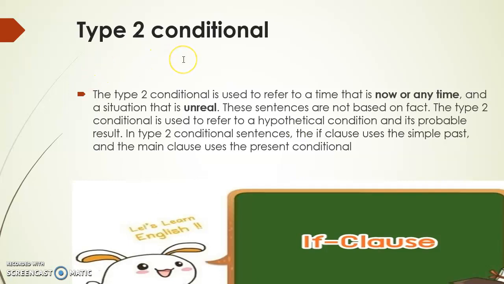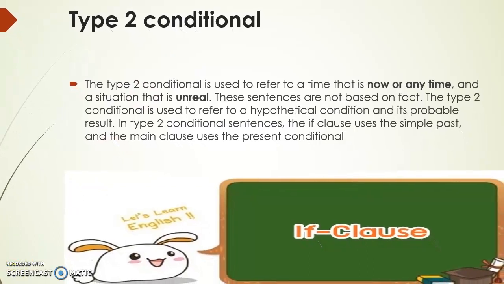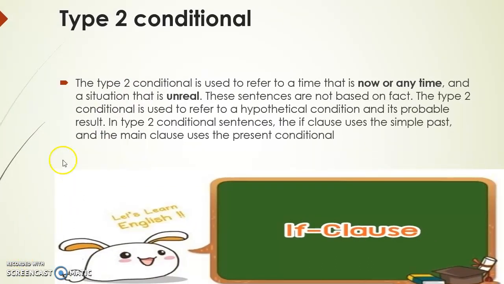And in type 2 conditional, the type 2 conditional is used to refer to a time that is now or any time, and a situation that is unreal. These sentences are not based on fact. The type 2 conditional is used to refer to a hypothetical condition and its probable result. In type 2 conditional sentences, the if clause uses the simple past and the main clause uses the present conditional.